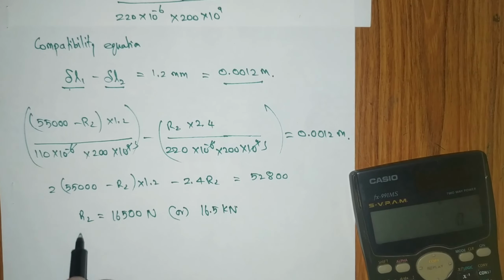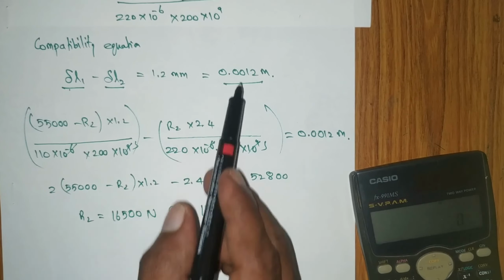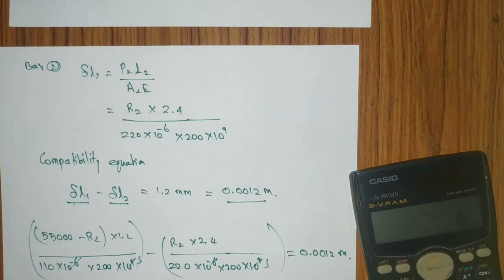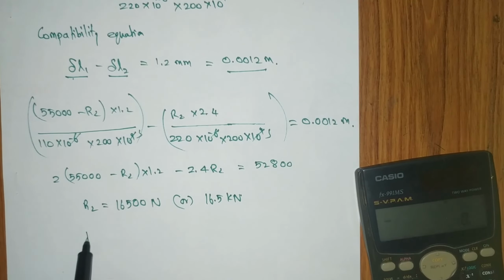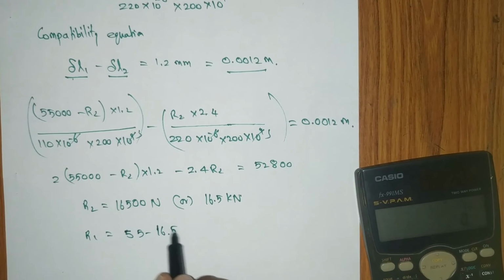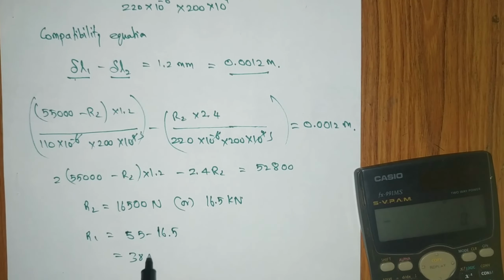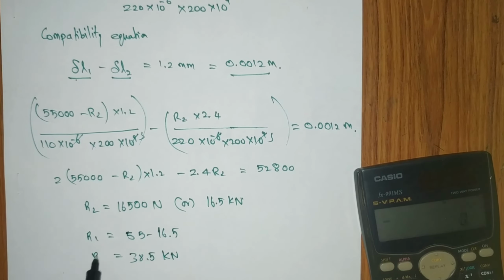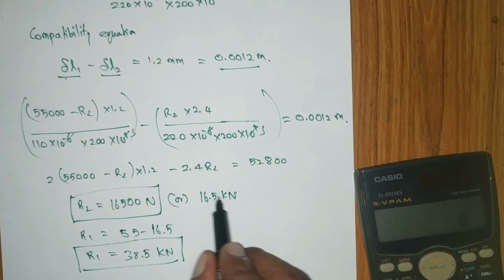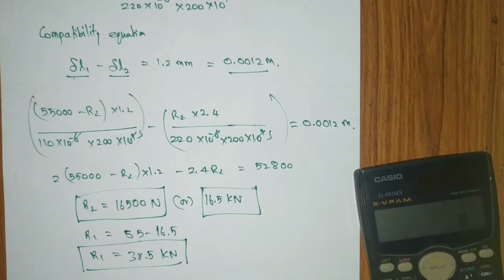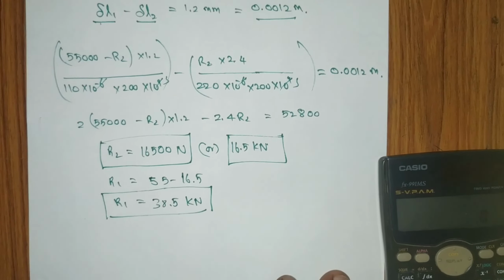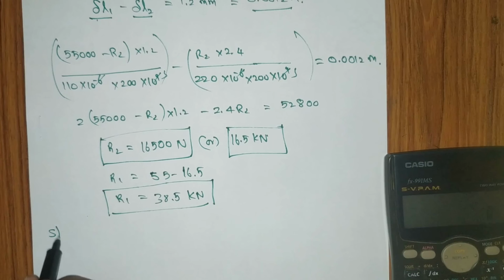Then if you substitute this equation in any one of the equation, you will get R1. R1 will be 55 minus, we know this value. So 55 kgs in terms of kilonewton, this is in kilonewton we apply. So we have 38.5 kilonewton for R1. So we have R1, R2 value, right? So let us find the stresses in each bar.